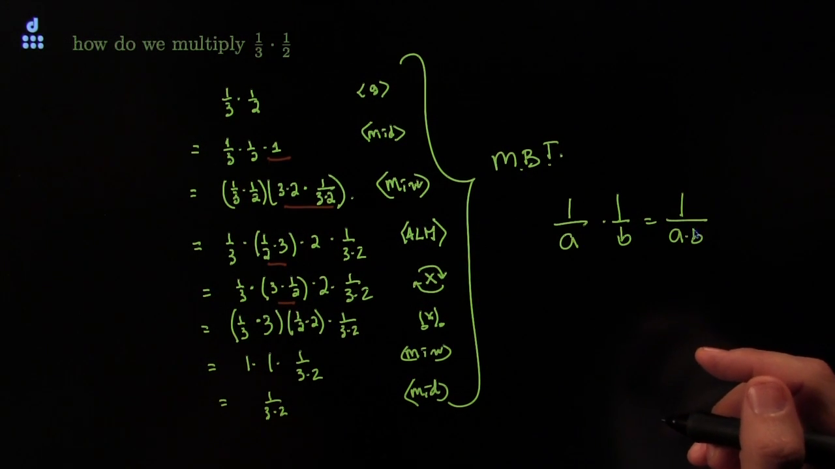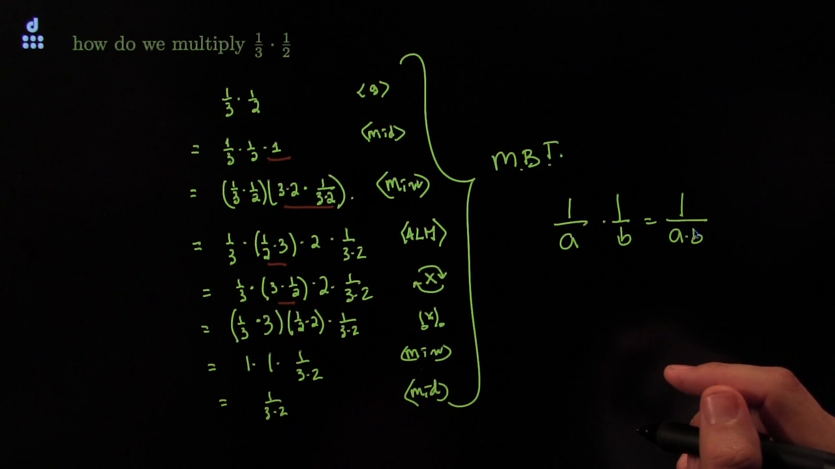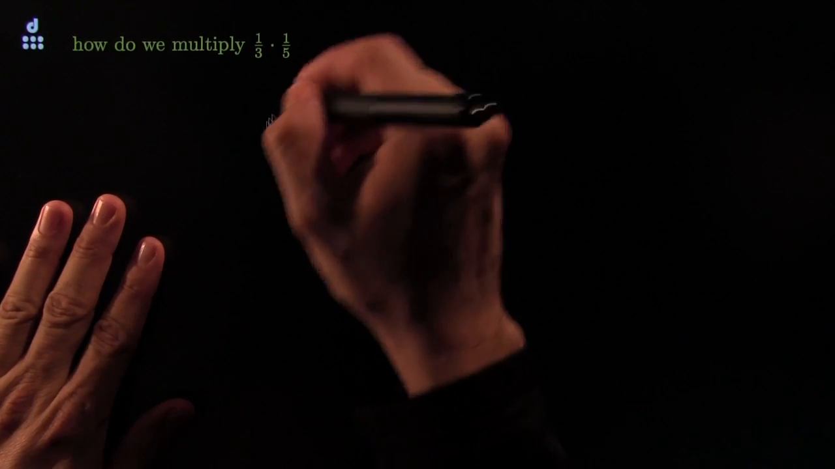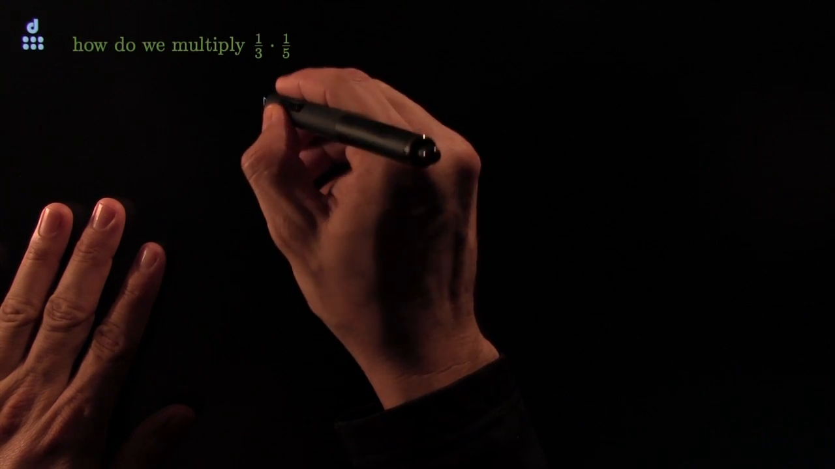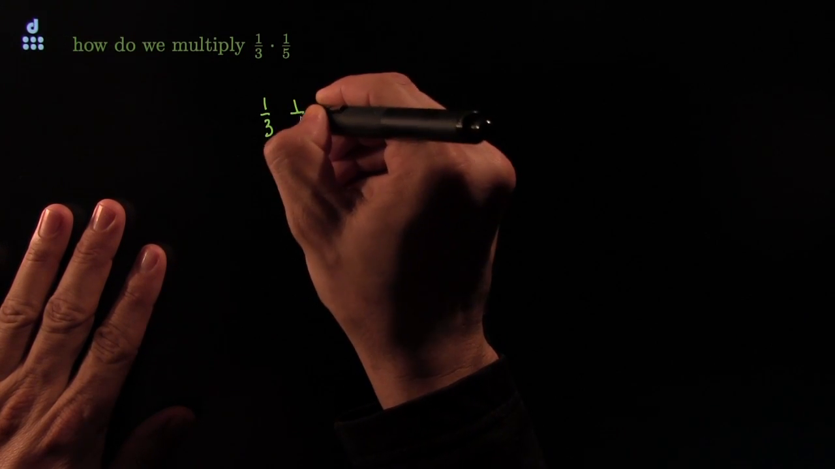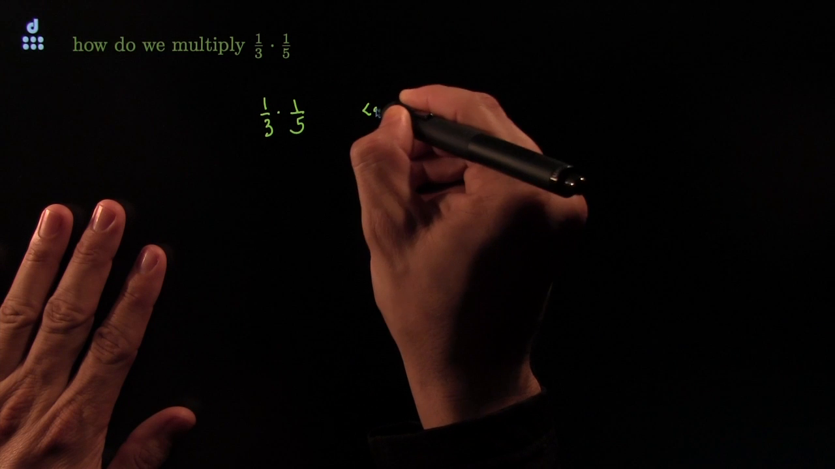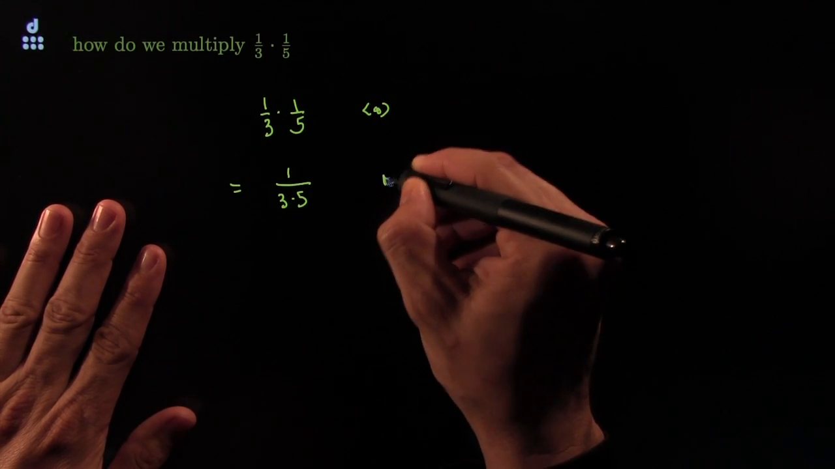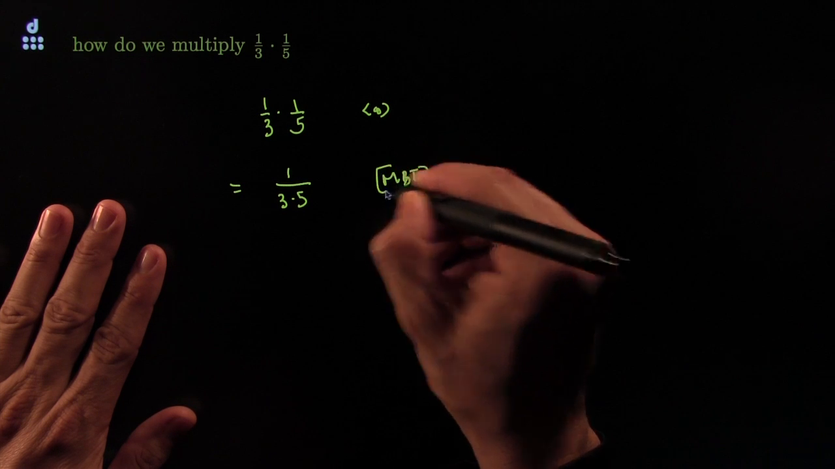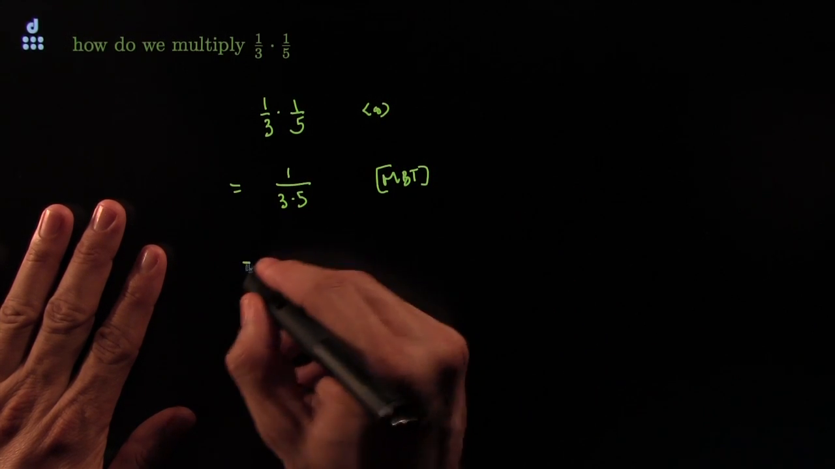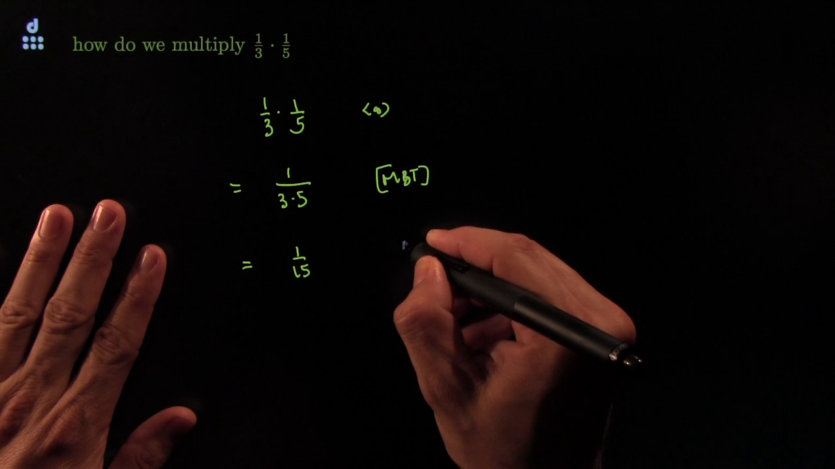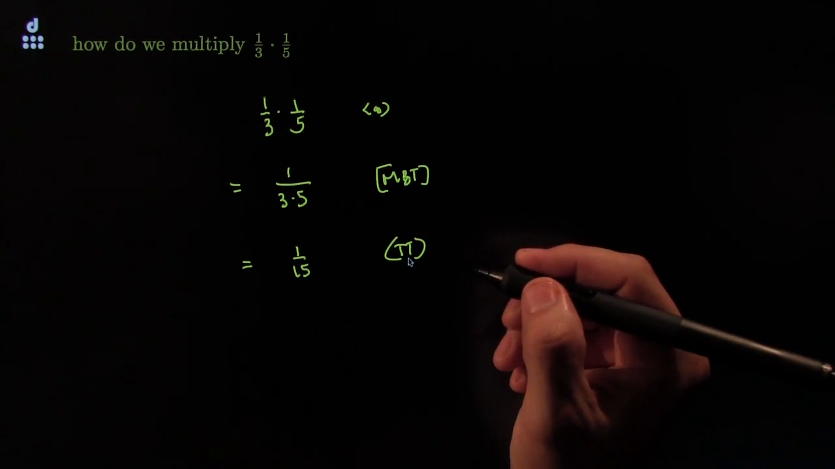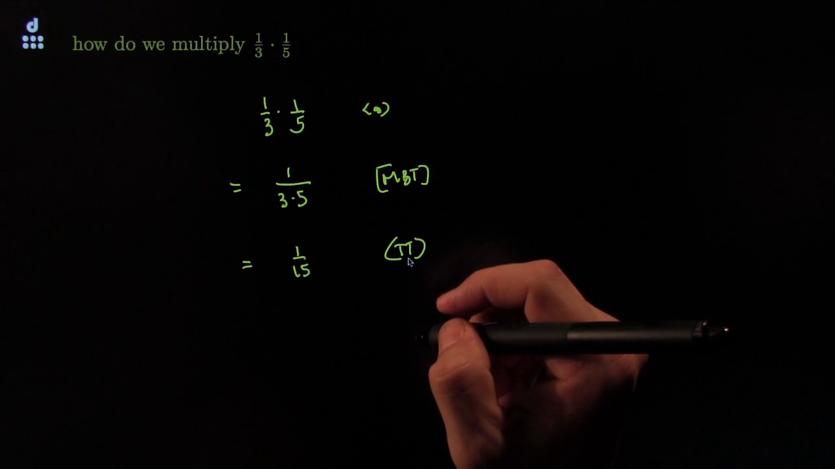Beautiful, isn't it? And then, what can we do with that? Maybe we can quote it anytime we want to use it. So suppose I wanted to multiply 1/3 times 1 over 5. If that's given, I could just say this is 1 over 3 times 5 by the Multiply the Bottoms Theorem. That has all the steps built into it. And so I could go with 1 over 15. Of course, that's by the times table. And there you go. That's how we multiply fractions that have ones on top.